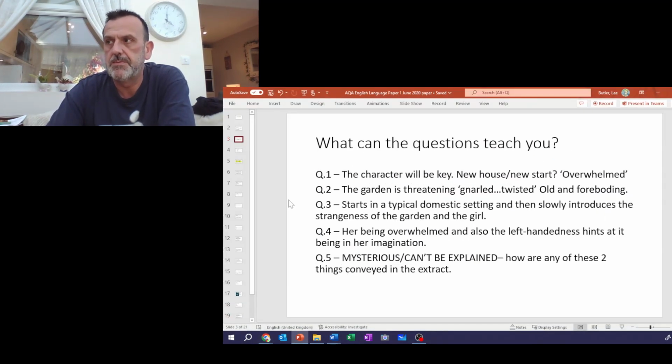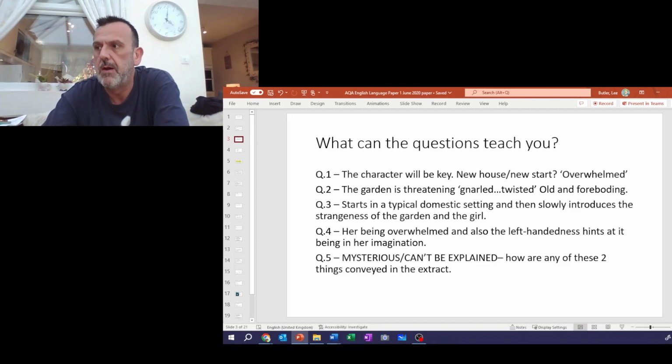So, once you've read the insert, it's not just a character. This Rosie has got a new house, a new start, but it uses the word overwhelmed. So obviously you're going to do question 1 very straightforwardly: these are 4 things about her. However, you already get a sense of where this character has come from and where they're possibly going. In question 2, I've got to describe the garden in that paragraph. It's very ominous and threatening. It uses the words gnarled and twisted. These are quite aggressive words. And you've got the old and foreboding nature, but we'll get to that when we look at question 2.